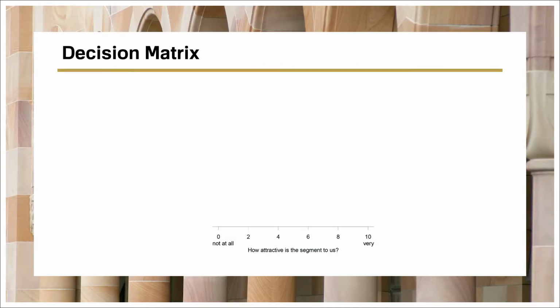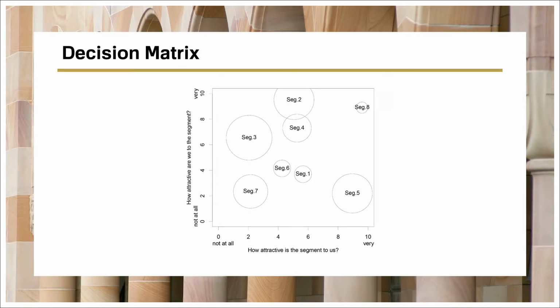The x-axis plots how attractive the segment is to us. The y-axis plots how attractive we are to the segment. The bubbles can be used to plot any additional information that may be of interest. A popular additional variable is profitability or profit potential. Looking at the segments in this plot, we can see that segments 8 and 5 are very attractive to us. Unfortunately, segment 5 does not like to purchase our product. They do not perceive our organization as very attractive. Segment 8 does. The problem with segment 8 is that it's not very profitable.